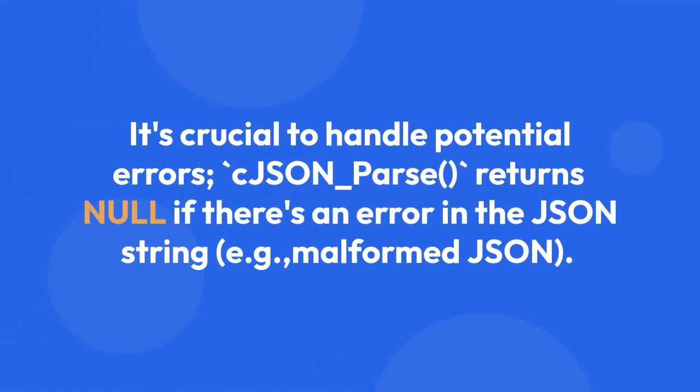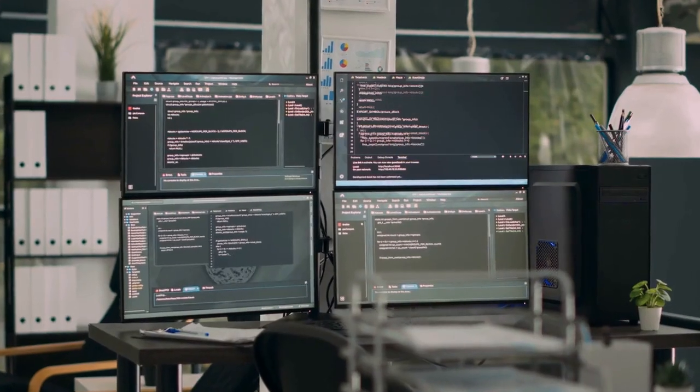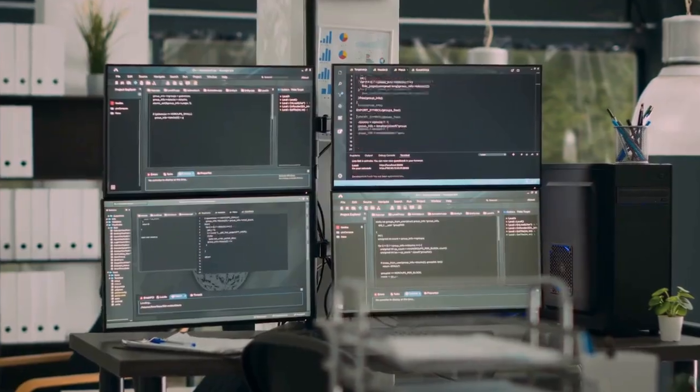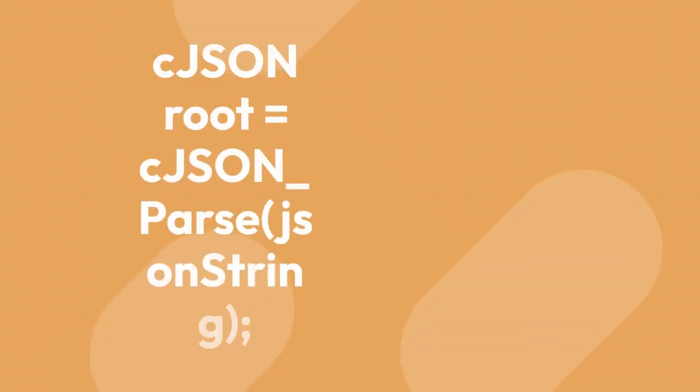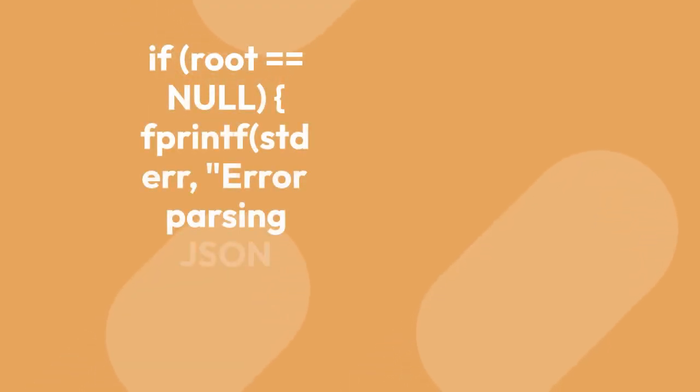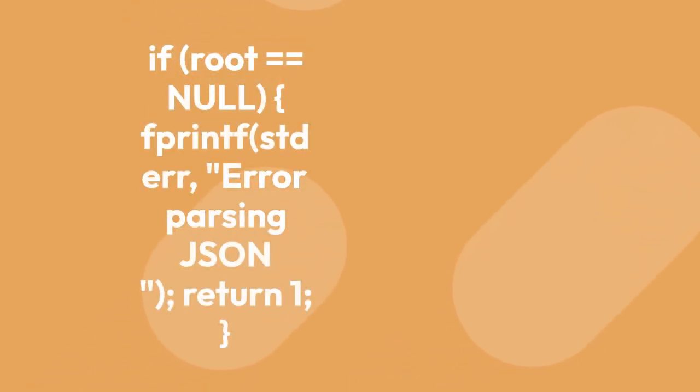It's crucial to handle potential errors. cJSON_Parse returns NULL if there's an error in the JSON string, e.g., malformed JSON. You need to check for NULL to ensure successful parsing. For example: cJSON *root = cJSON_Parse(json_string); if root equals NULL, fprintf(stderr, "Error parsing JSON\n"); return 1, or handle the error appropriately.